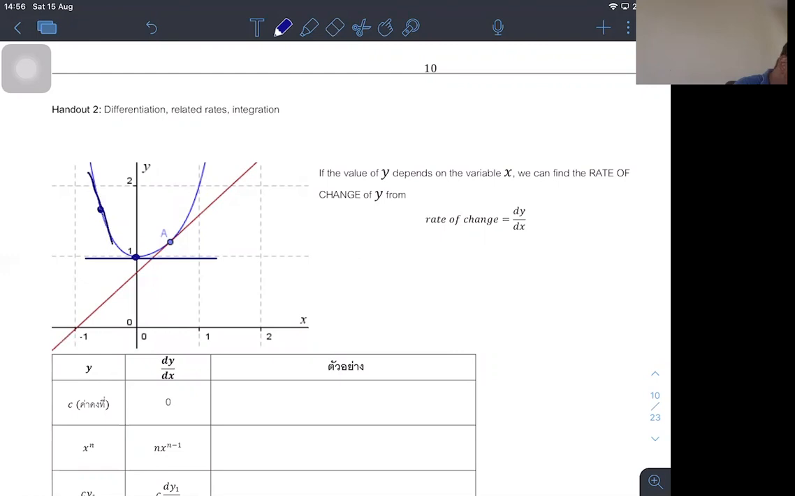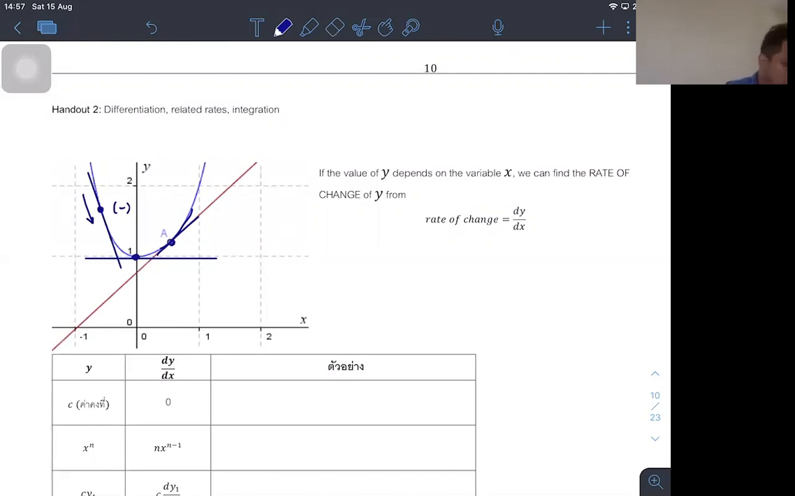For example, if the function is decreasing, if the function value is going down, the slope of the tangent becomes negative. But if the function is going up, the slope of the tangent is positive. But if the function is at the turning point, the slope of the function is 0. So that means there's no change of the function value at the moment.